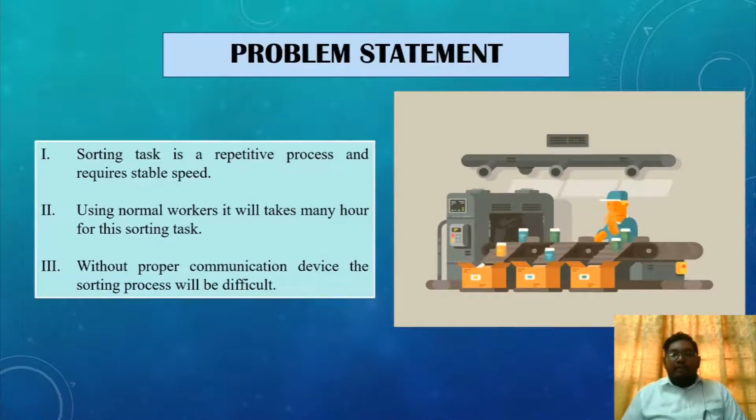For the problem statement, there are 3 problem statements for this project. Sorting tasks are a repetitive process and require stable speed, so a slight mistake and delay might affect the production line. Besides that, using normal workers, it will take many hours for this sorting task, because usually humans require time to rest. Furthermore, without a proper communication device, the sorting process will be difficult because the robot does not speak the English language like us. Rather, they speak a computer language that allows them to receive and transmit commands. For example, they can coordinate their timing when completing a task that they need to do together, or tell each other what action needs to be done.